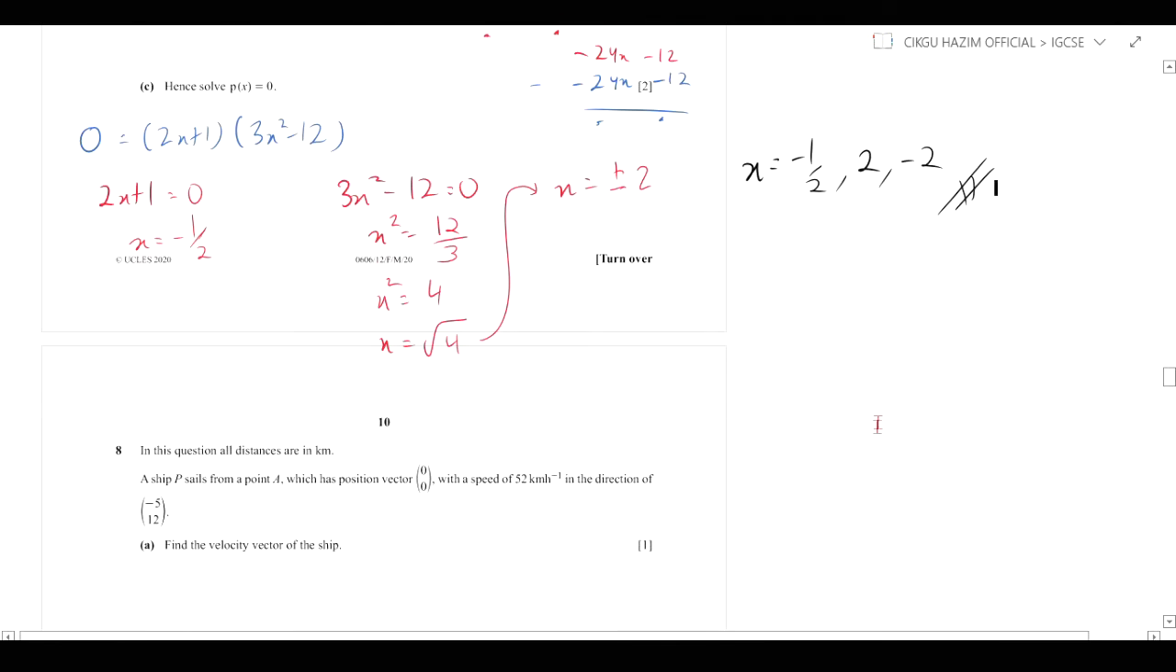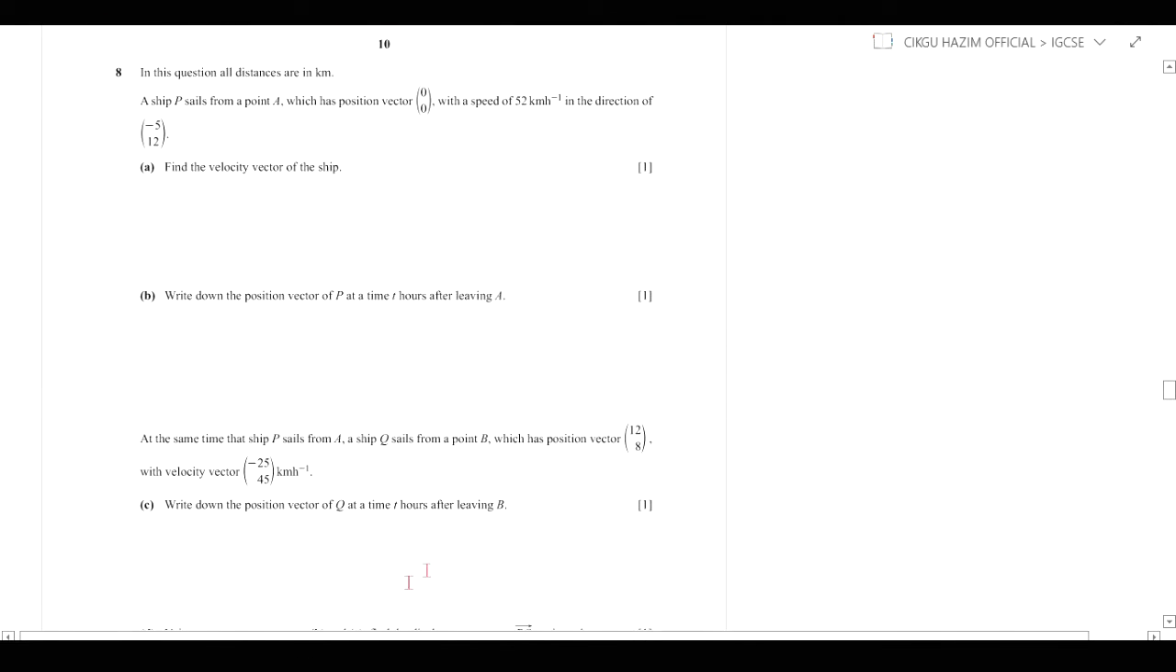Now let's go for the next question here, which is a vector question. For a vector question, it may look confusing, it may look hard, but it's not really hard if you know how to deal with the formula. Right now they say a ship sailed from point A. So point A is their initial point, which has a position vector of (0, 0), with a speed of 52 km per hour in the direction of (negative 5, 12). Find the velocity vector of the ship.